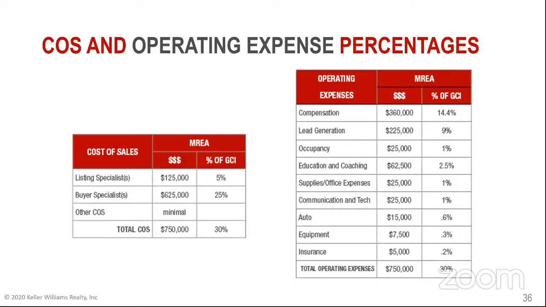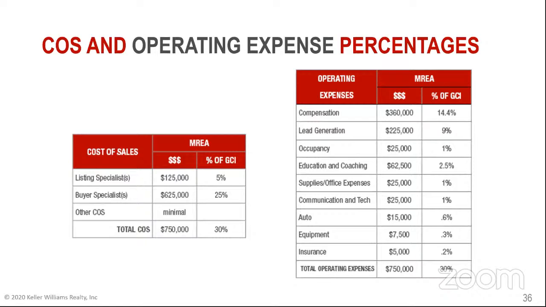Okay, so for example, the cost of sales shows that only 5% of the gross commission income is just bonus pay to a listing specialist, whereas 25% of the gross commission income is pay for your buyer specialist. Your listing specialist may be getting a salary as well, but that salary is going to be on the operating expense side, under compensation.